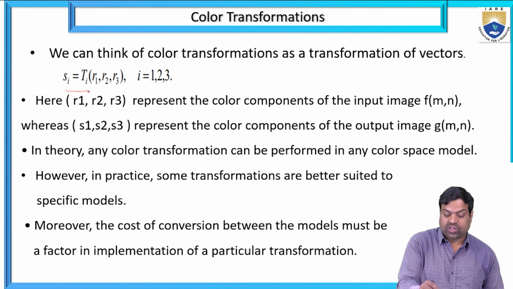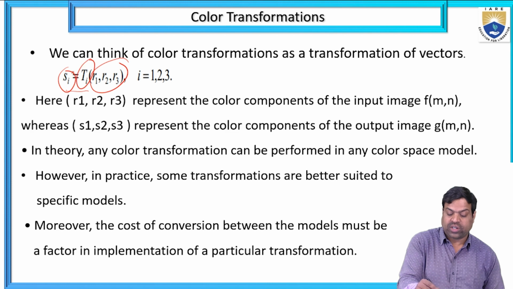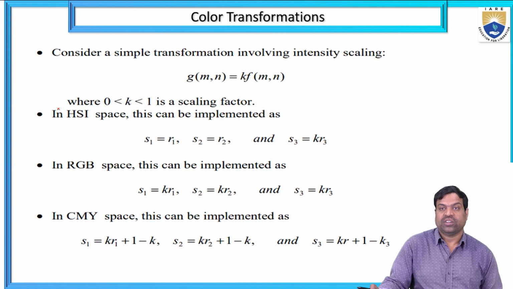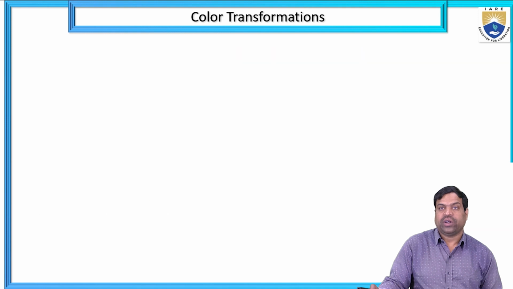So S_i equal to T_i(R1, R2, R3). It is the output and it is the input and it is a transformation technique. So g(m, n) equal to K into f(m, n).